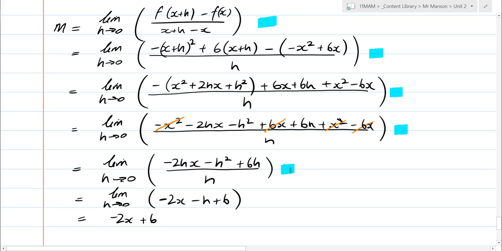And then when I divide everything through by h, you notice I haven't factorised here, but you could factorise the numerator if you're worried about getting it wrong. I divide everything through by h, I end up with the limit as h goes to 0 of negative 2x minus h plus 6 in my second last line. And if h is 0, I've got negative 2x plus 6. That is my gradient function. Any questions on that?